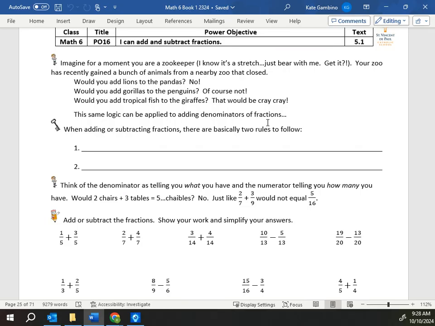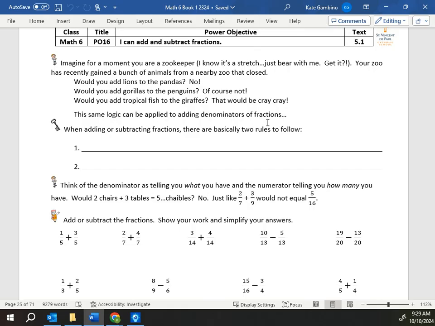Would you put gorillas and penguins together? No. I don't think I want to go to Elf Zoo because he would, and that might get a little scary. But most of us would say, no, I'm not adding those. Would you add the tropical fish to the giraffes? No. The same logic though. I know some of us are being silly saying, yeah, add them, but it wouldn't go well.